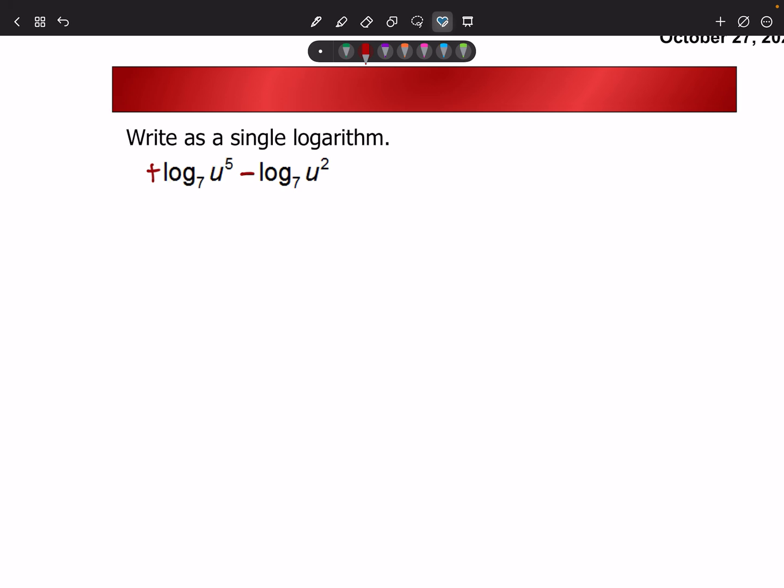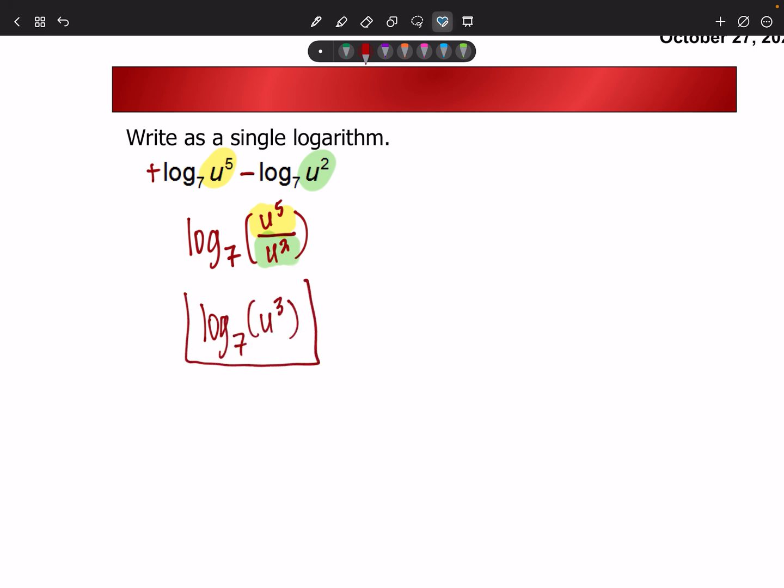So I'm going to rewrite this as log base 7. And then I know I'm going to have a fraction because I have a positive logarithm and a negative logarithm. Now remember, the arguments of positive logarithms go in the numerator and the arguments of negative logarithms go in the denominator. So in the numerator, we'll have u to the 5th, and in the denominator, we'll have u squared. U to the 5th over u squared is log base 7 of u cubed. And that's writing it as a single logarithm versus two logarithms.